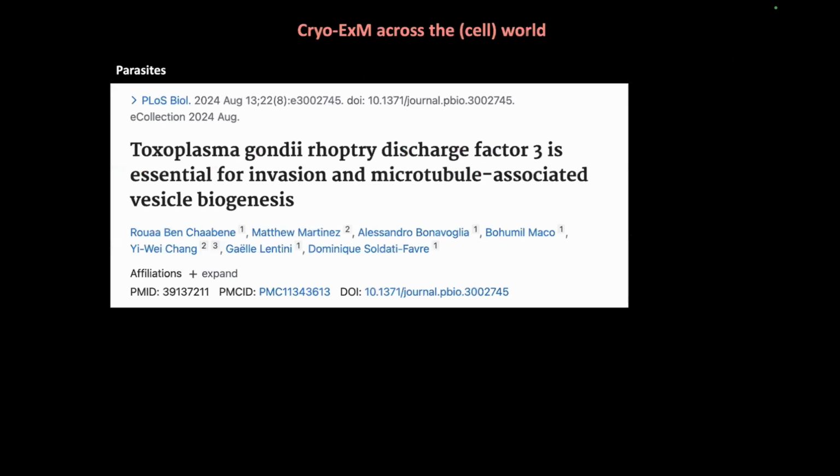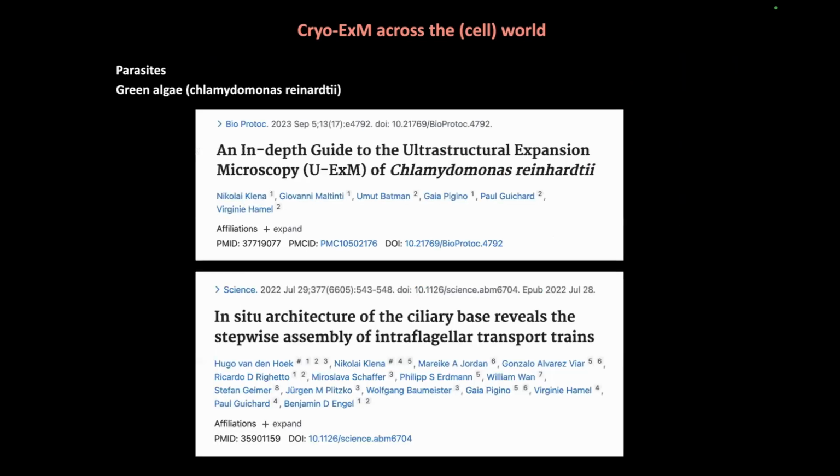All of this I could not put in this recent publication. I just wanted to list that people are now using this cryo expansion in the parasite field on Toxoplasma, which really changed the way we see this little parasite. Another paper is on the green algae Chlamydomonas. This one I mentioned, but there is this one on the organization of the cilium.